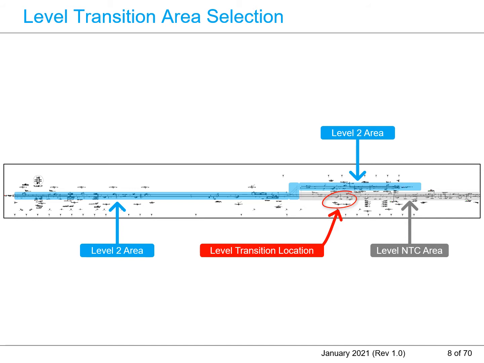The term transition refers to two types of transition in ETCS: the level transition and the operational mode transition. Therefore, the term level transition is to be used when referring to the change in the type of CCS system. The ideal level transition location is on the plain line area, just before or after the level 2 area, as shown in the red circle in this diagram.